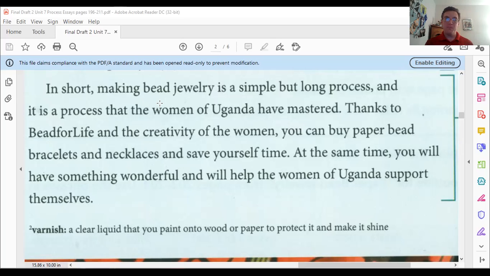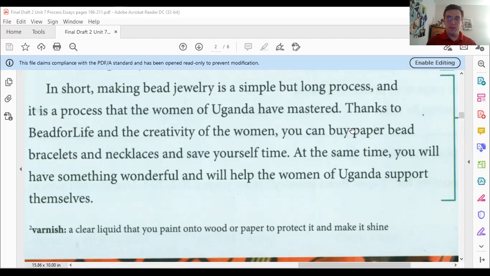In short, we restate the topic of the essay. We were talking about making paper bead jewelry. So here we see in the very first sentence, we mentioned making paper bead jewelry. And this was a process essay. So we mention again that this is a long process, and it's a process that the women of Uganda have mastered. We have the word process twice in here. So we're really repeating this information for the reader. Topic and process.